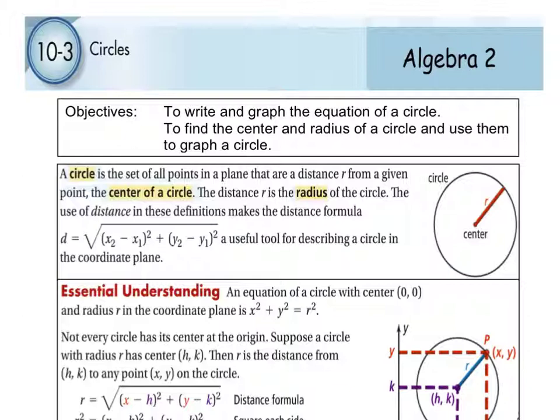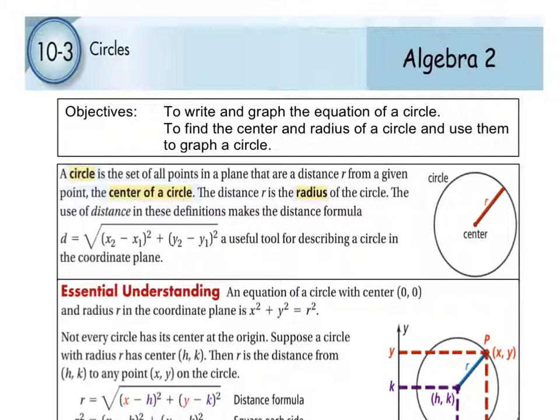First thing as we look at this: a circle is a set of all points in a plane that are a distance r from a given point, or the center of the circle. The distance r is the radius of the circle, from the center to the outside. And what they've done here is show you, using the distance formula, how to calculate the equation of the circle.